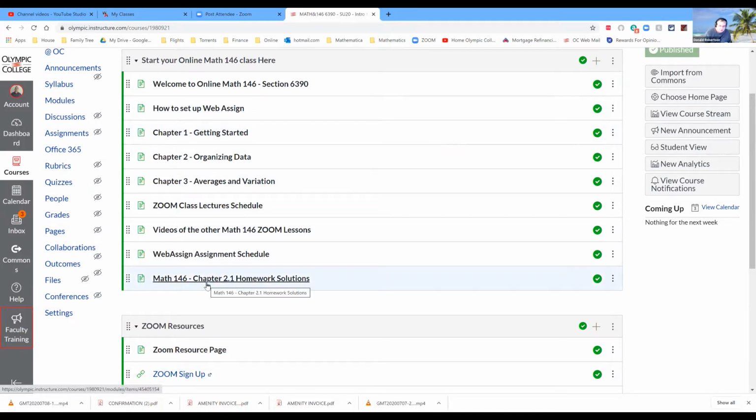Yeah. So down here is that video that I promised, which basically just goes through the solutions to section 2.1. So if you play the video and stop, you'll be able to see what some of the answers look like. This link here is a video of the other Math 146 Zoom lessons. So if you want to see a different video that may have covered some stuff we didn't have enough time to go over comprehensively enough for you, you can use that as well.